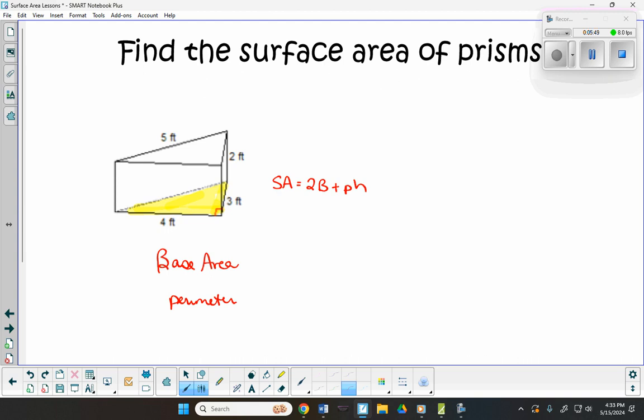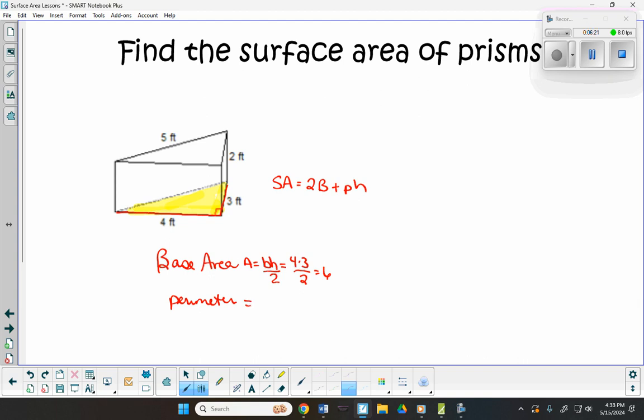of the base. So base area. Now you have to look at the shape of the base. Like I said, it's a triangle. So the area of a triangle, if you look at your formula sheet, is base times height divided by 2. Now keep in mind the base and the height are the sides that are perpendicular. So it would be 4 times 3 divided by 2, which is 12 divided by 2, which is 6.